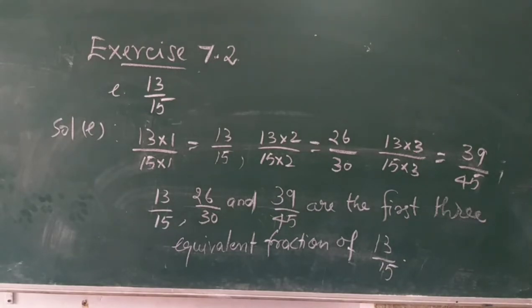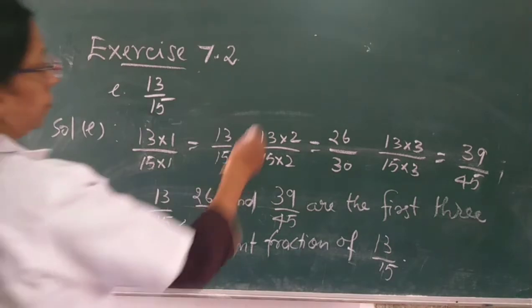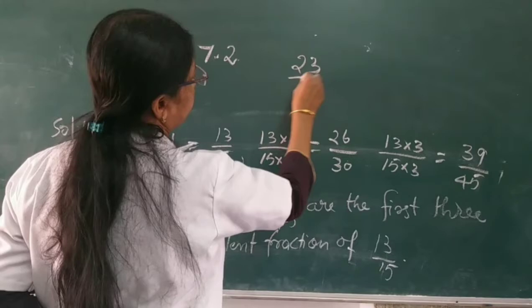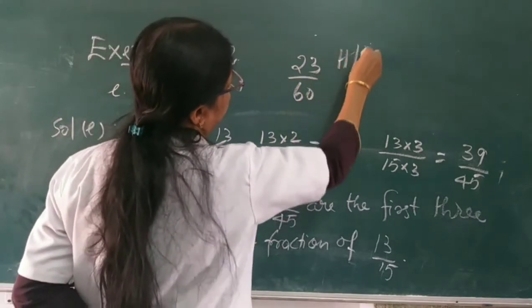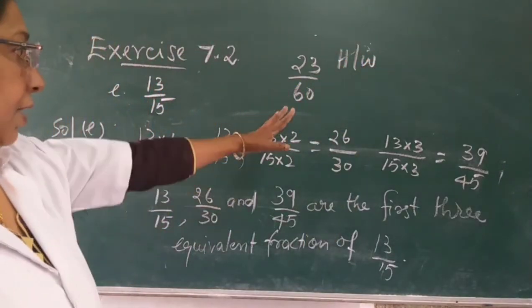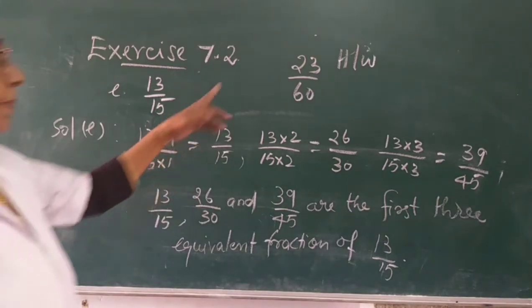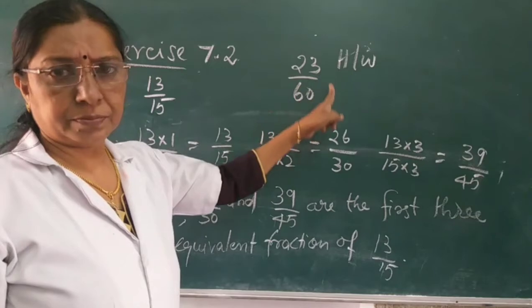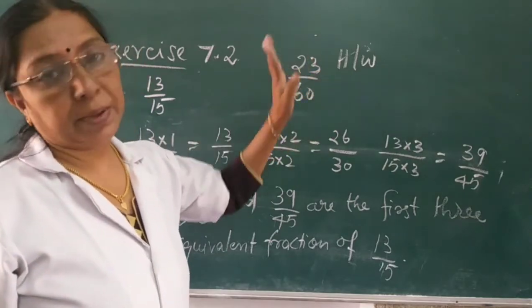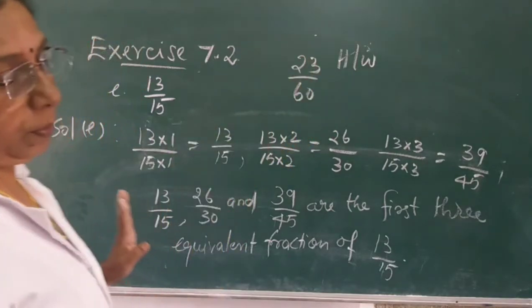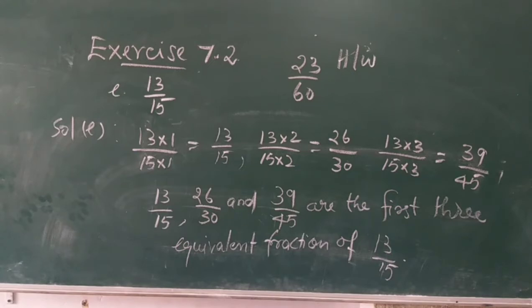One question for homework. 23 by 60 for homework. To get the first three equivalent fractions, multiply this 23 by 1. Okay, then by 2 and by 3 you get the answer. You all know multiplication, then no problem to solve this.